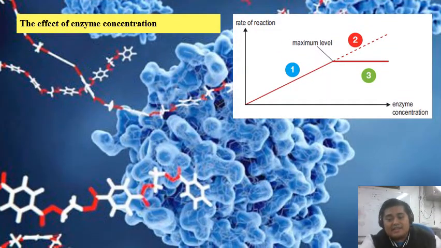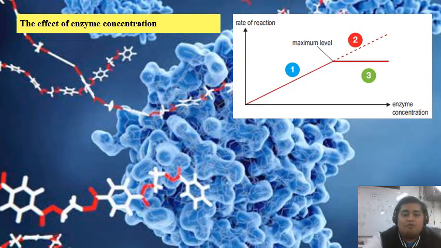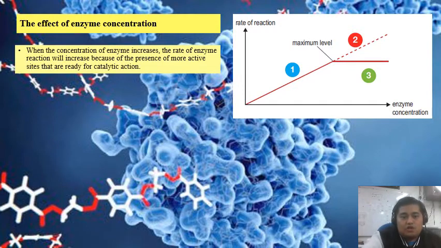Okay, kalau tadi kita cakap limiting factor dia adalah concentration of enzyme. So sekarang kita tengok pula kesan enzyme concentration. So when the concentration of enzyme increases, the rate of enzyme reaction will increase because of the presence of more active sites ready for the catalytic action.